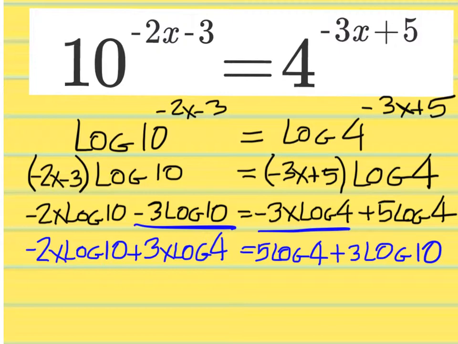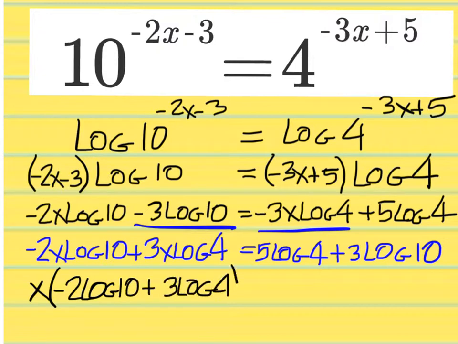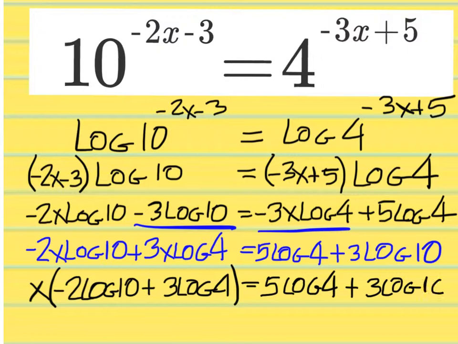Just to get an x out of the left side, you just factor it out. Factoring out an x, so it should be x times the quantity negative 2 log 10 plus 3 log 4. Notice the x has been taken out of each of these and just placed outside the parentheses. If you distribute this through, you get right back to where you were there. And on the right side, it just stays the way it is. 5 log 4 plus 3 log 10.